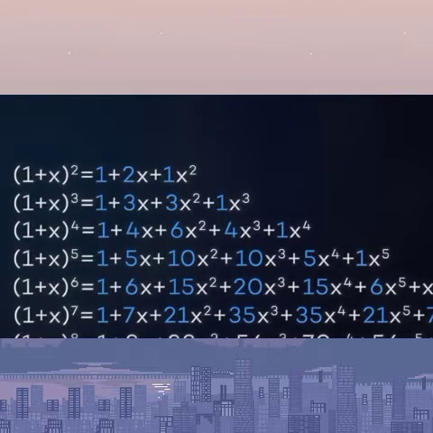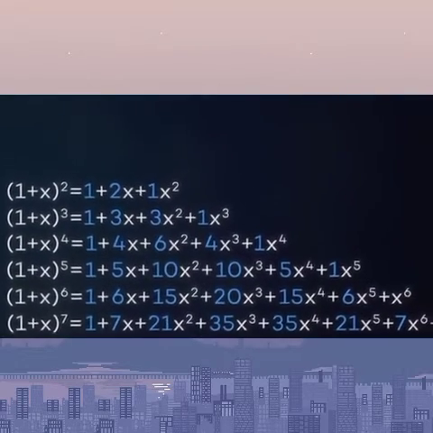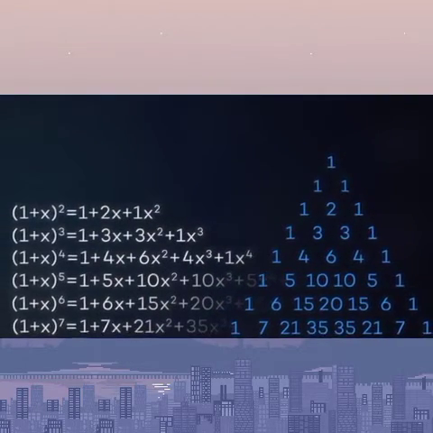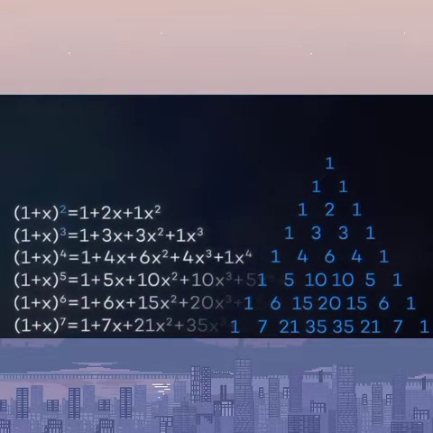If you look at the numbers in these equations, the coefficients on x and x squared and so on, well, they're actually just the numbers in Pascal's triangle. The power that 1 plus x was raised to corresponds to the row of the triangle. Right, and Pascal's triangle is really easy to make.